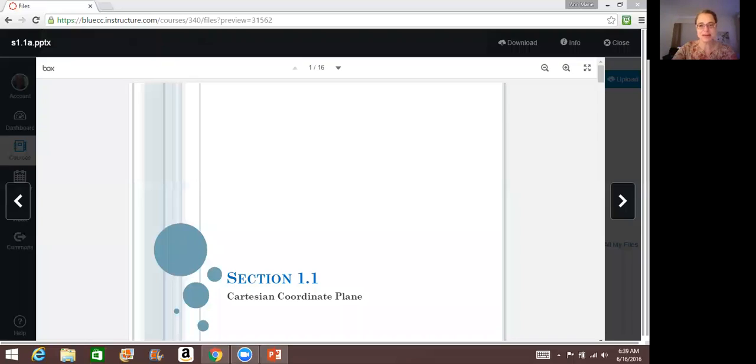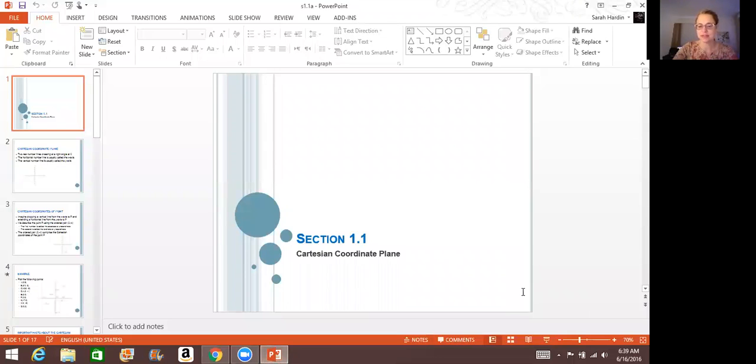I'm going to give you my screen and we are going to talk about the Cartesian coordinate plane, which happens to be the topic of the first section of our first chapter.